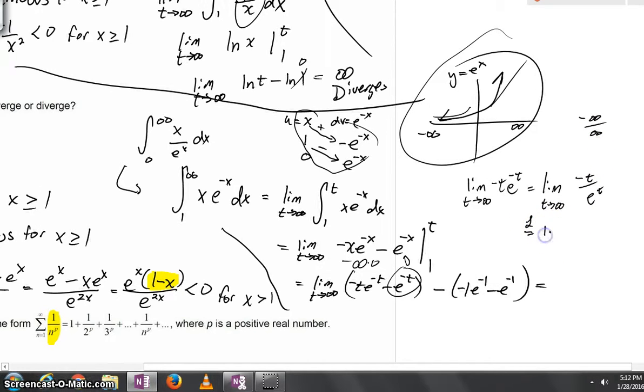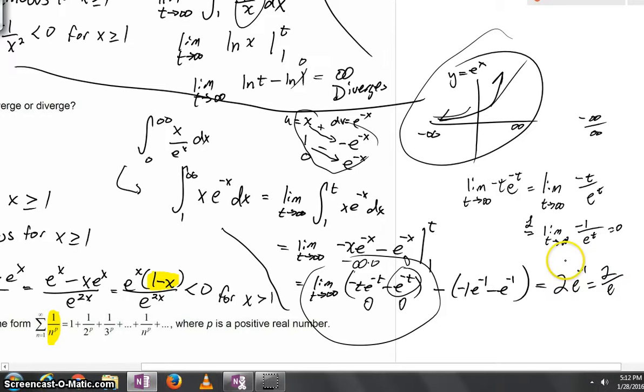L'Hopital's rule tells us to take the derivative of the top, and we get negative 1 with respect to t. Down below we have e to the t, and e to the t is going to infinity. Negative 1 over infinity would be approaching 0. So both parts of this limit with the t variable are arriving at 0. We already plugged in a 1. We saw negative 1 e to the negative 1 minus 1 minus e to the negative 1. That's negative 2 e to the negative 1, but then a negative out in front makes it positive. You could say this is really 2 over e. So our integral converges. It converges to 2 over e.